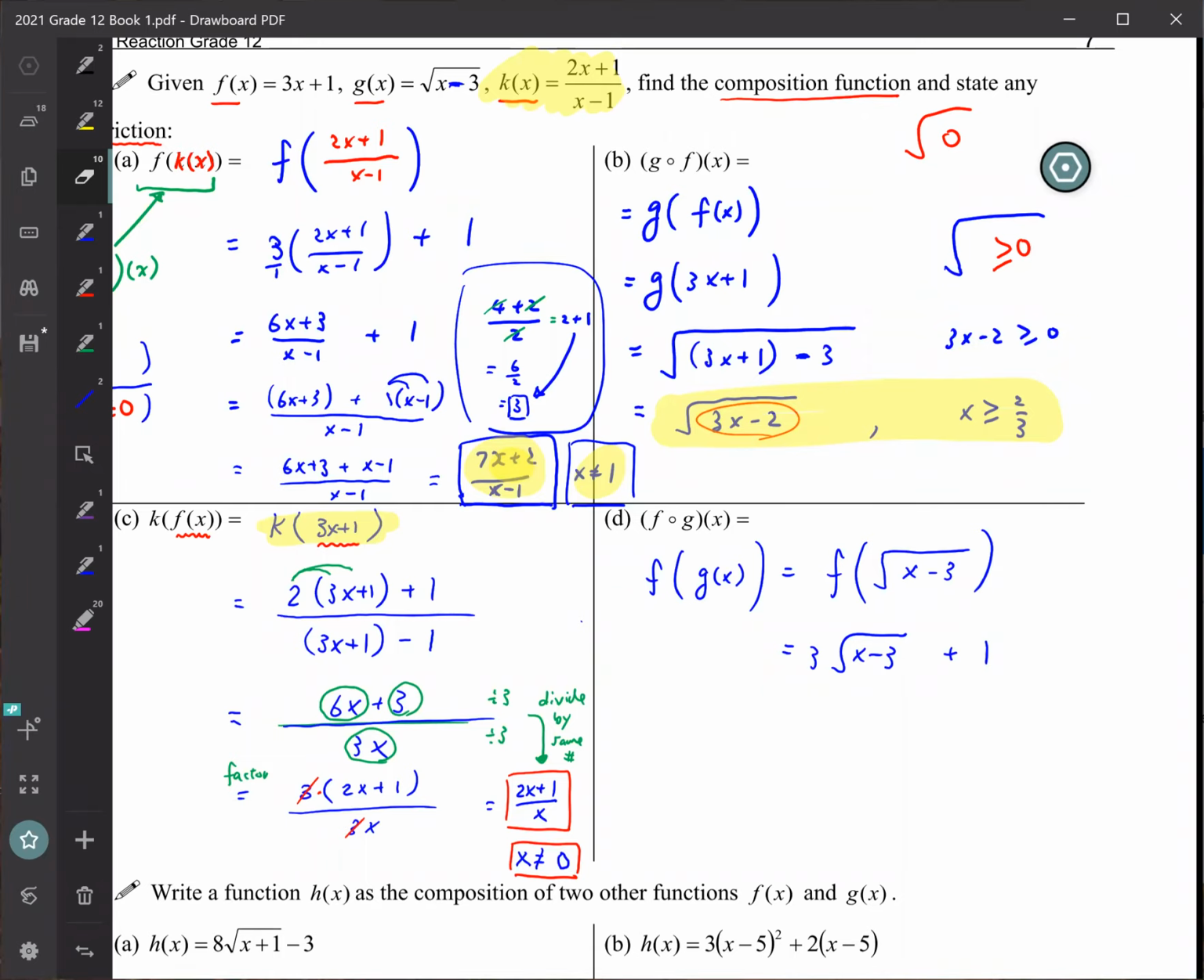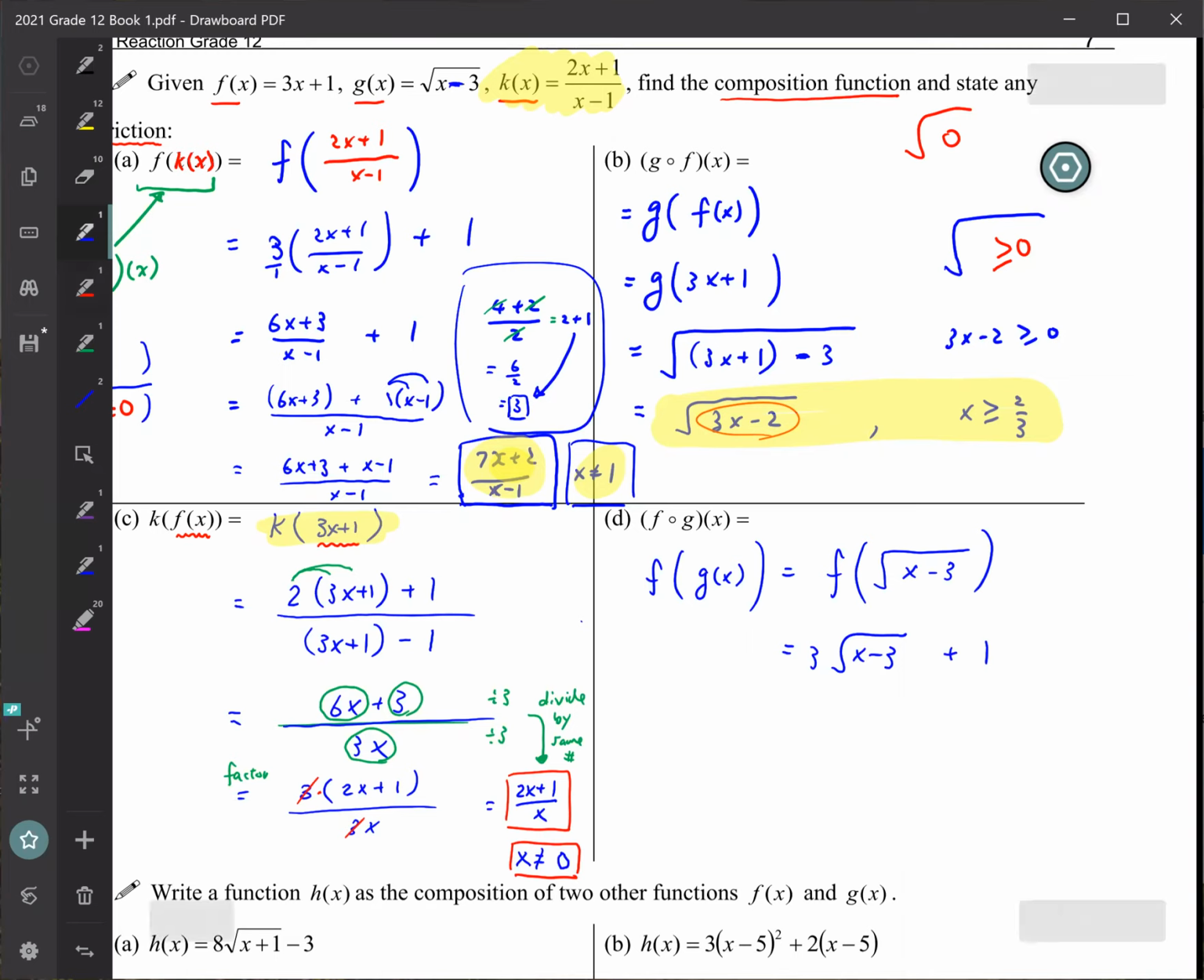All right, so what's the restriction for this one, right? We have a square root. What's the rule for restriction? Okay, Philip. X has to be more than or equal to 3.